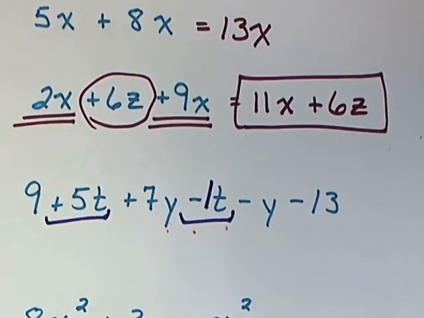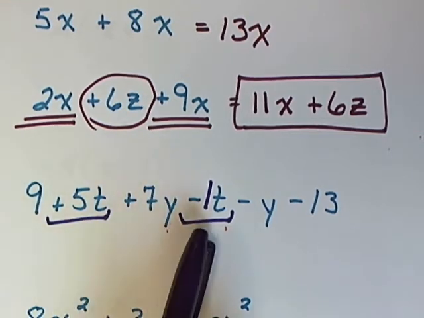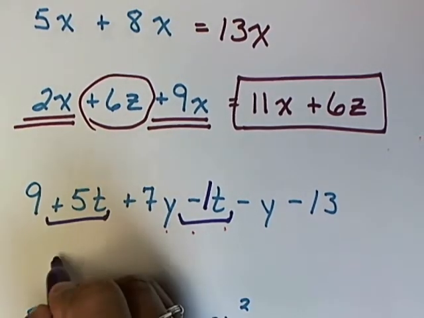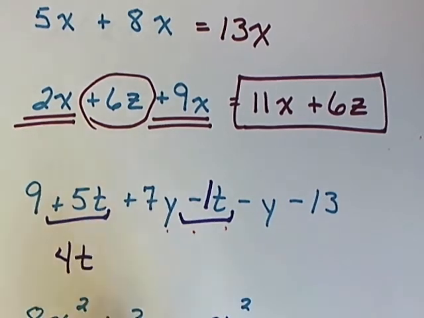That's the god of Mathland. 1 times anything is anything. The 1 is often there. If we don't see a number, there's a 1 there. It's kind of like the god of Mathland. He, she, it is always there. We just might not see him, her, it. Okay? So I have 5T and I'm taking away a T. That's going to give me a positive 4T.